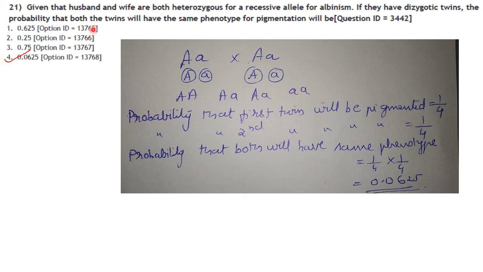Then if they have dizygotic twins, the probability that both the twins will have the same phenotype for pigmentation will be: the probability that the first twin will be pigmented is 1 out of 4. This one, 1 by 4. Because it is a recessive allele, this one small a is considered. So 1 out of 4. Probability that the second twin will be pigmented is also 1 out of 4. Probability that both of them will have the same phenotype, that is both of them will be pigmented, is 1 out of 4 into 1 by 4. So 0.0625 is the answer. Answer is option 4.